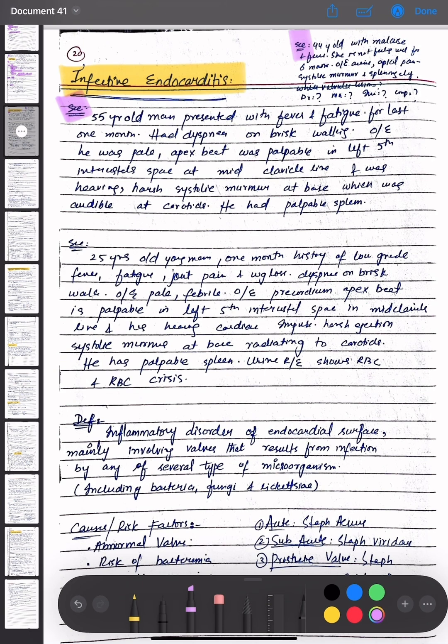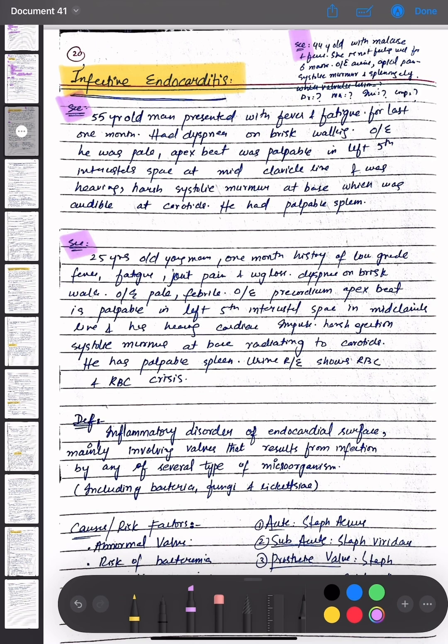Another scenario is a 25-year-old young man with a 1-month history of low-grade fever, fatigue, joint pain, and weight loss, and dyspnea on brisk walking. On examination, he is pale and febrile, and on the precordium the apex beat is palpable in the left fifth intercostal space at the mid-clavicular line, and he has a cardiac impulse. Harsh ejection systolic murmur at the base radiating to the carotid.